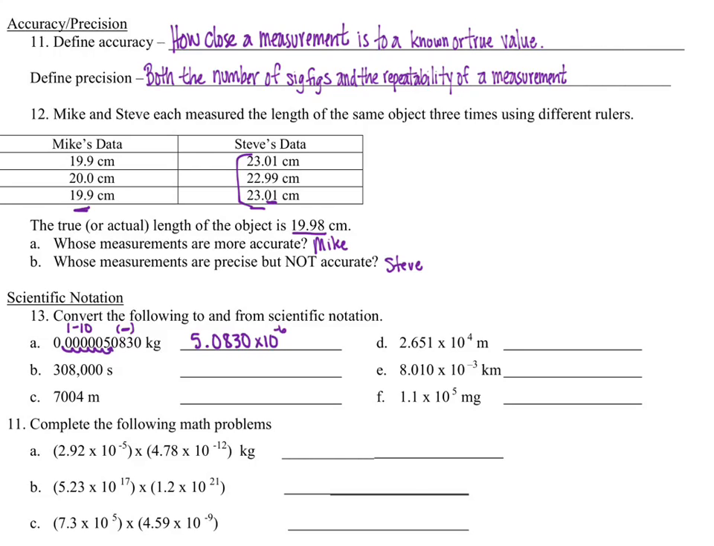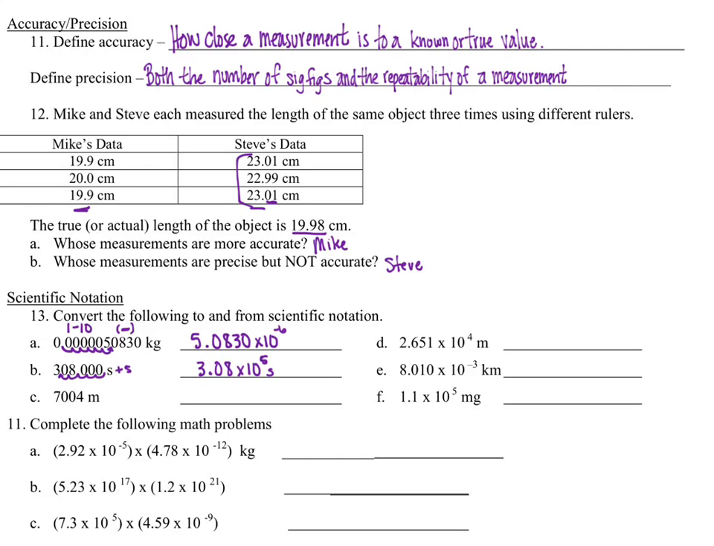I look at B, and again, I need this number to be between 1 and 10, so I can put the decimal point there. In this case, 1, 2, 3, 4, 5, I move my decimal point 5 places. And because 308,000 is greater than 10, my exponent will be plus 5, and so my number is going to be 3.08 times 10 to the 5th power. And my unit is going to be seconds.